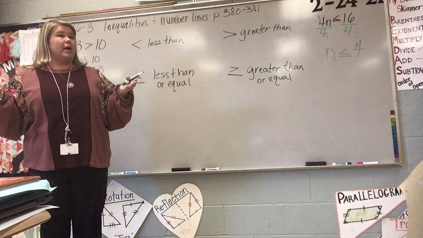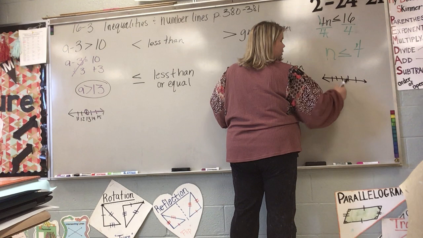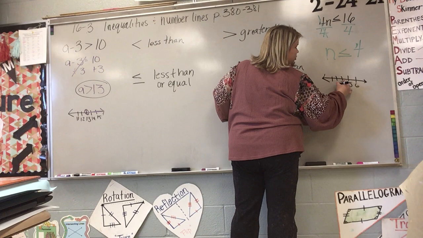Okay? So, this is kind of the same situation. So, let's make a number line. I'm only going to make 5 slots. What's going in the middle one? 4. 5, 6, 3, and 2.